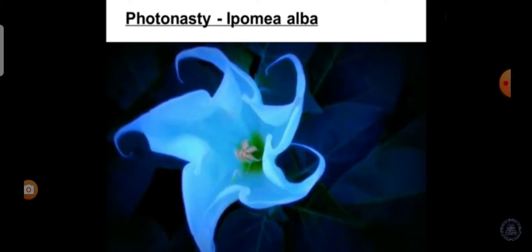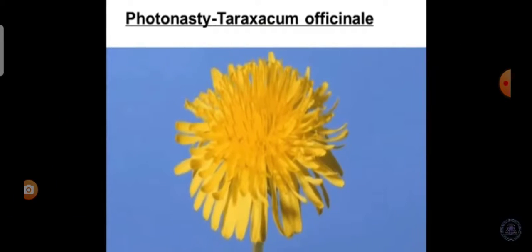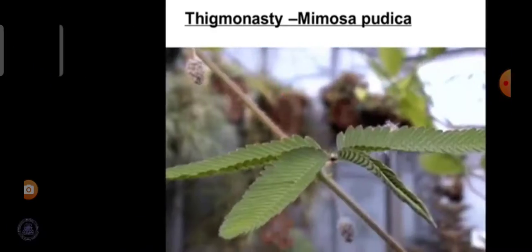The first one is photonasty. What is photonasty? Movement of a part of a plant in response to light is known as photonasty. For example, Ipomoea alba, the moonflower. It opens at night and closes during the day. Another example is Taraxacum officinale. It blooms in the morning and closes in the evening.